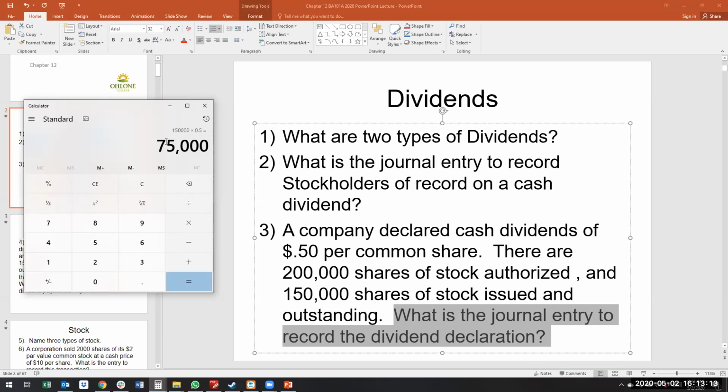So that would be, what's the journal entry there? We would debit our dividends, credit our dividend payable. Dividends is a reduction to retained earnings. So yeah, eventually that would happen. That'd be part of our closing entries.